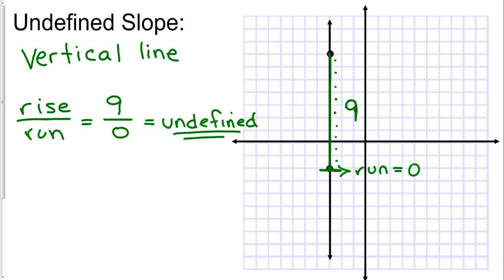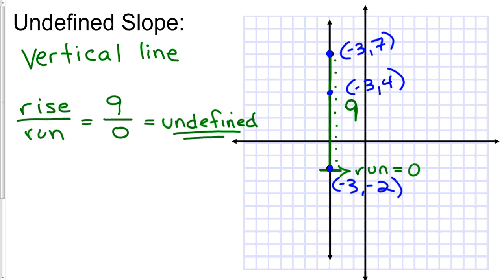Now, once again, this line has a unique equation. So let's look at these points that I've given you here. This first point is negative 3 comma 7. This point down here is negative 3 comma negative 2. Let's pick another point. Let's go right here. That point is negative 3 comma 4.